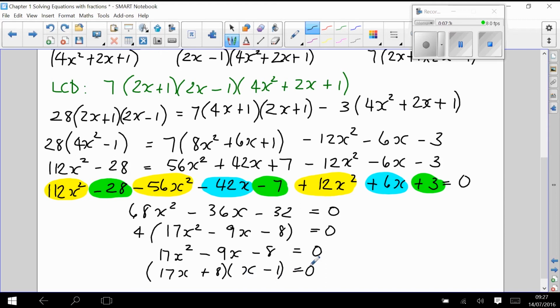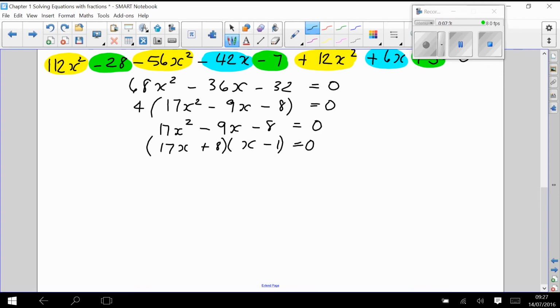And now I can see that I'm able to get two possible solutions. My first possible solution is going to be when x is equal to minus 8 all over 17. And my second possible solution is when x is going to be equal to 1. Remember though, because we had fractions, we have denominators, and I now need to take a look at both of these solutions and see if they are valid.